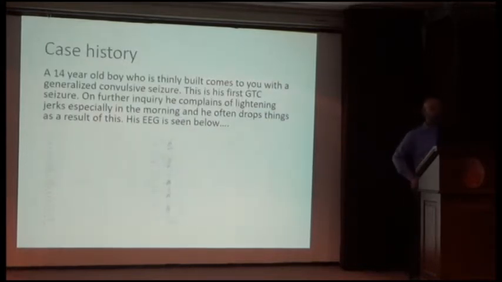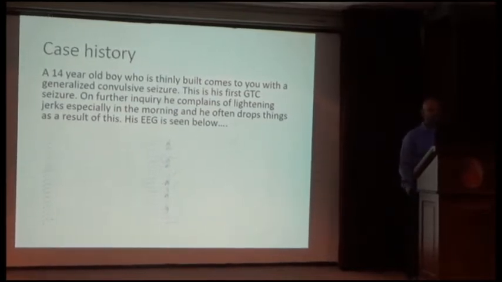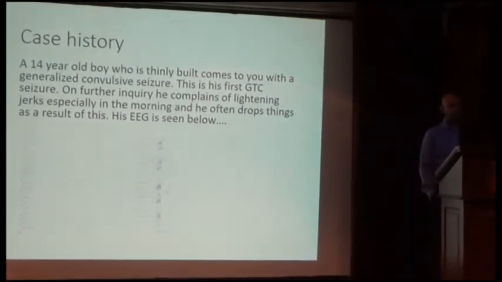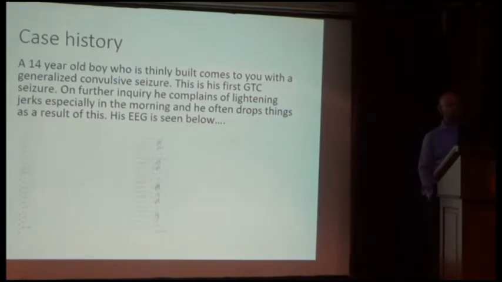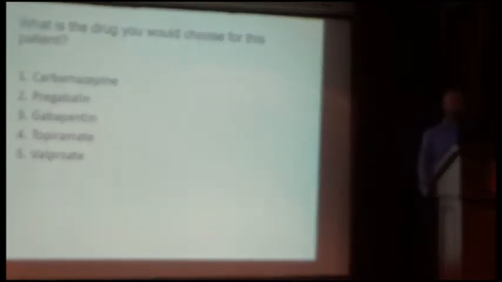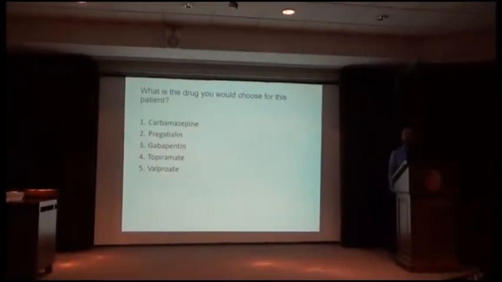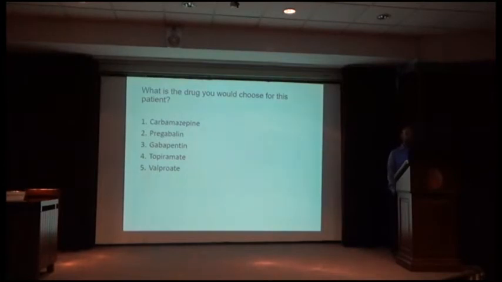This is a 14-year-old boy who's thinly built, comes to you with a generalized convulsive seizure. This is his first generalized tonic seizure. On further inquiry, he complains of lightning jerks, especially in the morning, and he often drops things as a result of this. His EEG is below. I wouldn't expect you to read EEGs, but that's a discharge that you see, which is generalized. What is the drug you would choose for this patient? Carbamazepine, pregabalin, gabapentin, topiramate, and valproate. Anyone for 1, 2, 3, 4, and 5? A lot for valproate. Okay.